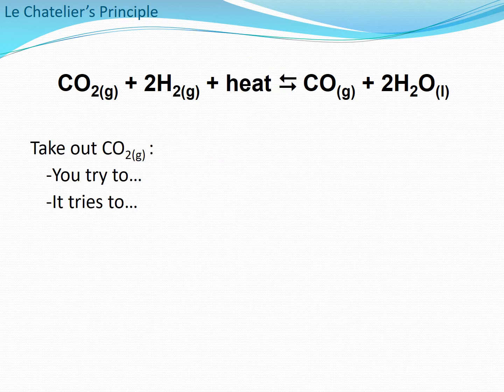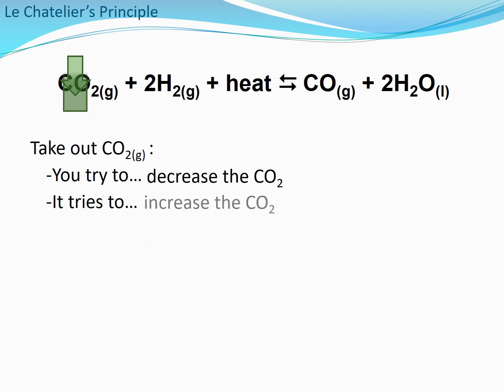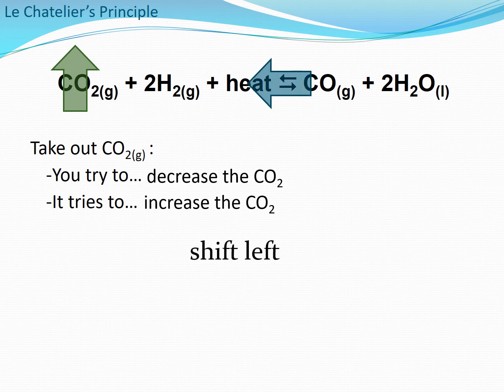So now we try to take out carbon dioxide. If I try to decrease the amount of carbon dioxide, the system's going to try to increase the amount of carbon dioxide. So to increase carbon dioxide, we want more stuff on the reactant side, so it's going to shift to the left to produce more of what's on the left-hand side, which includes carbon dioxide.